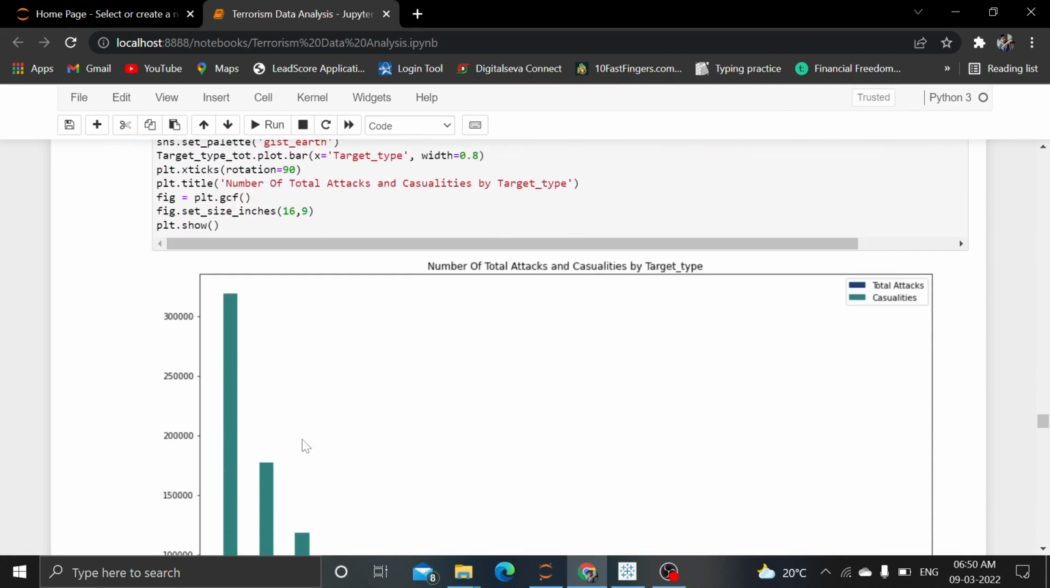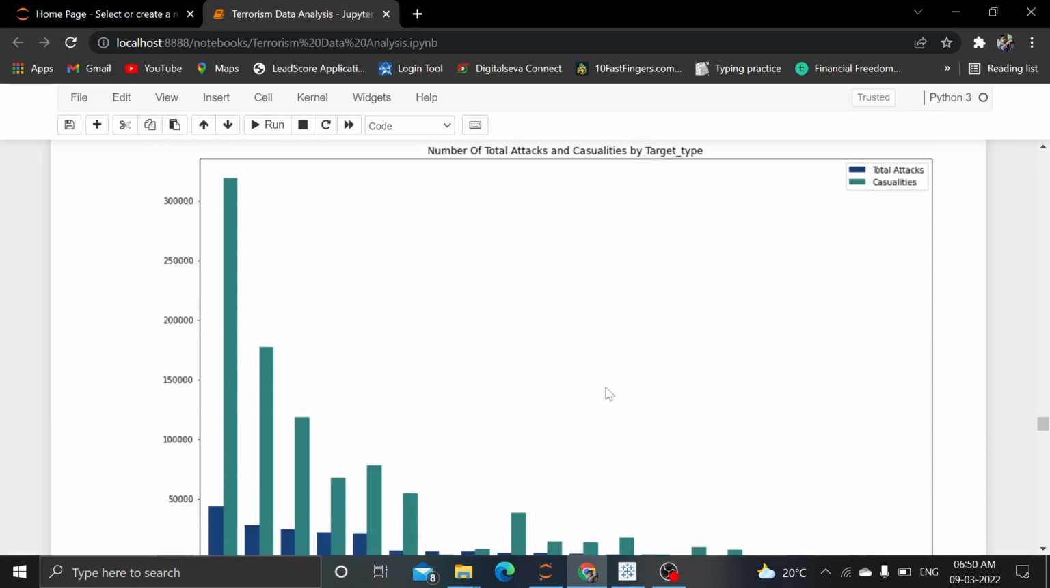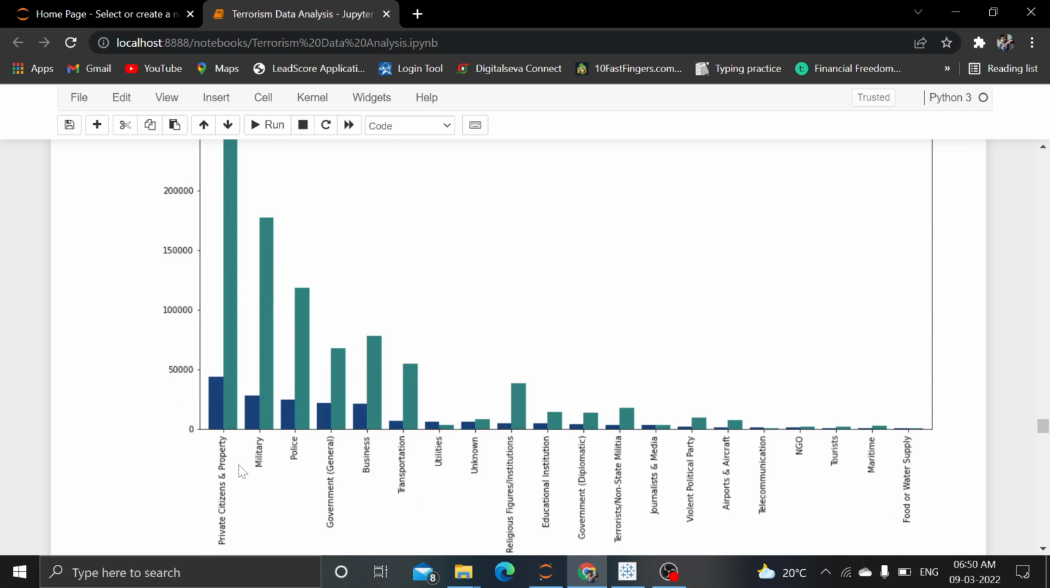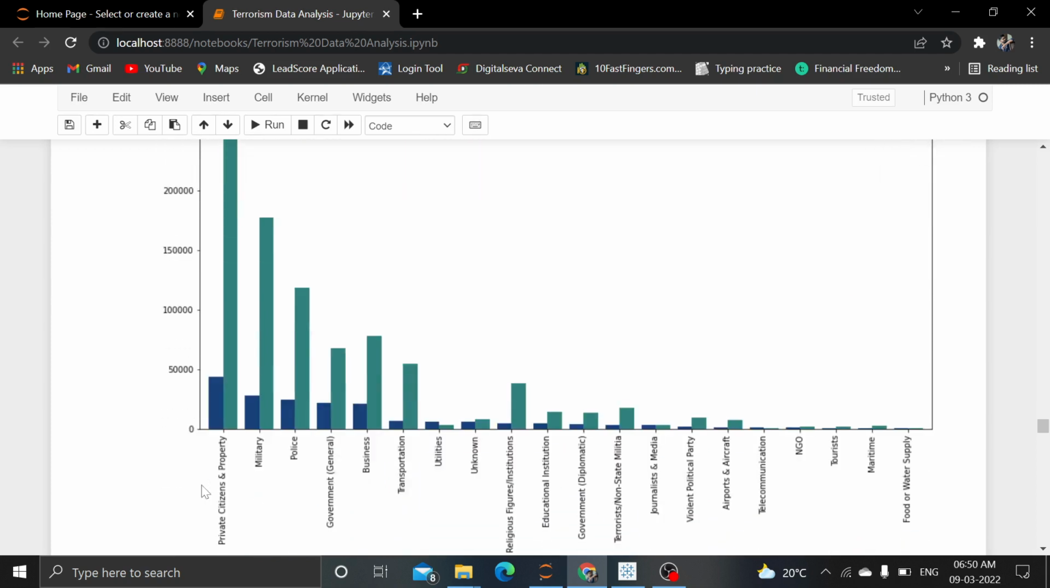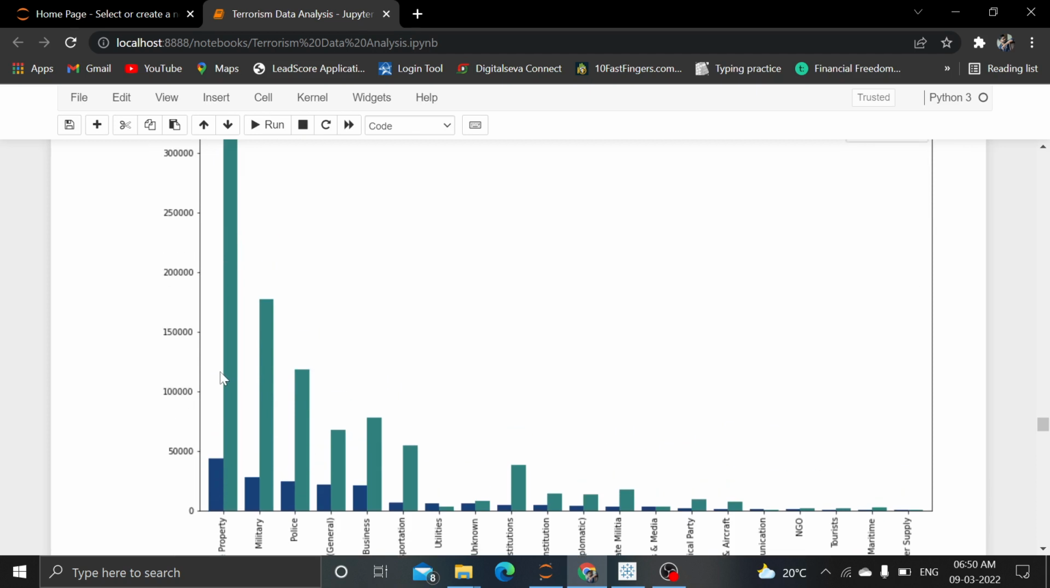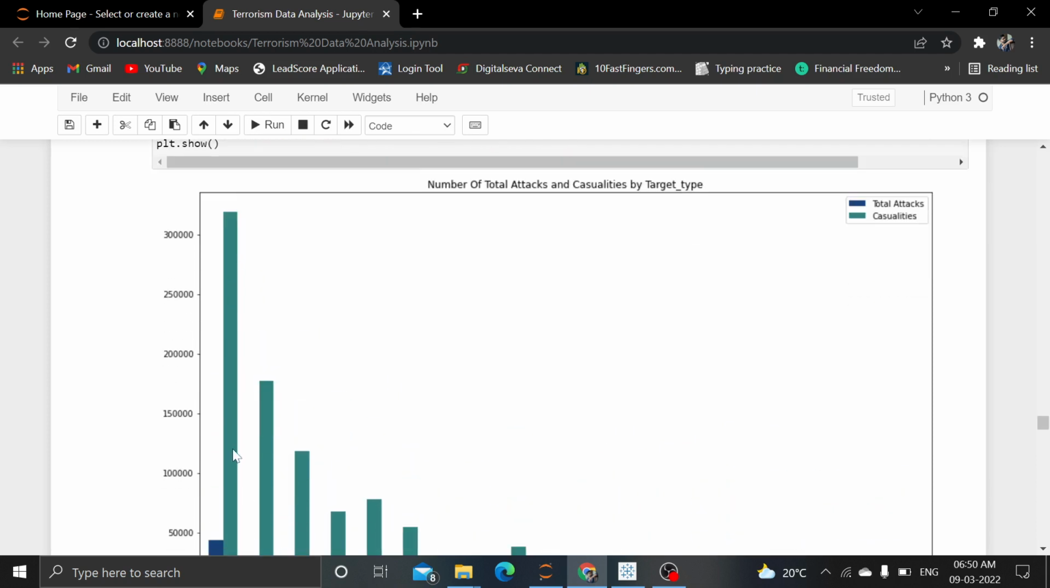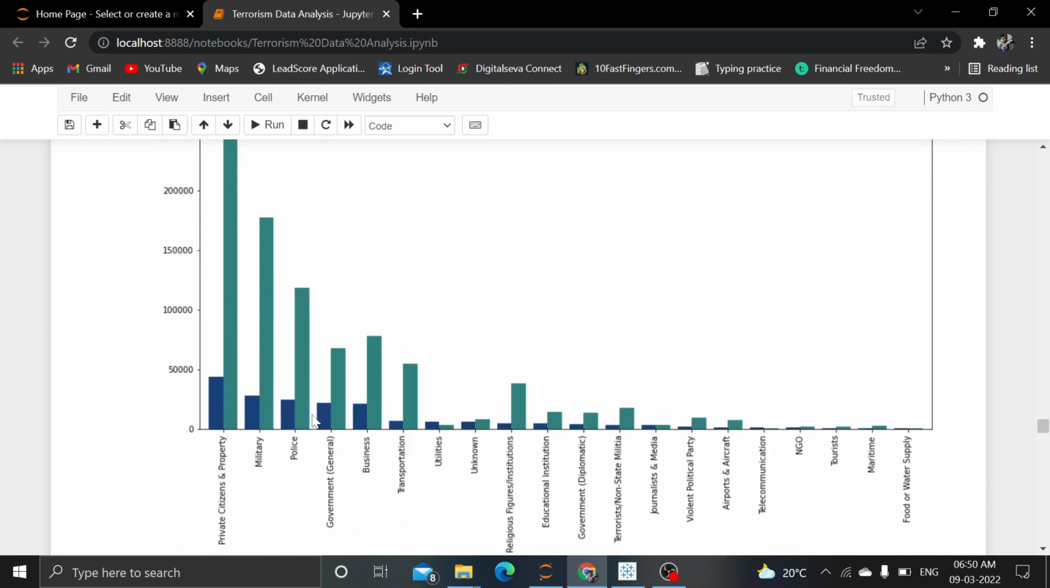Then the number of total attacks and casualties by target type. This blue color represents total attacks and this green color represents casualties. You can see that for the target type, private citizens and property, there is a huge number of casualties, followed by military, police, government, and also business.